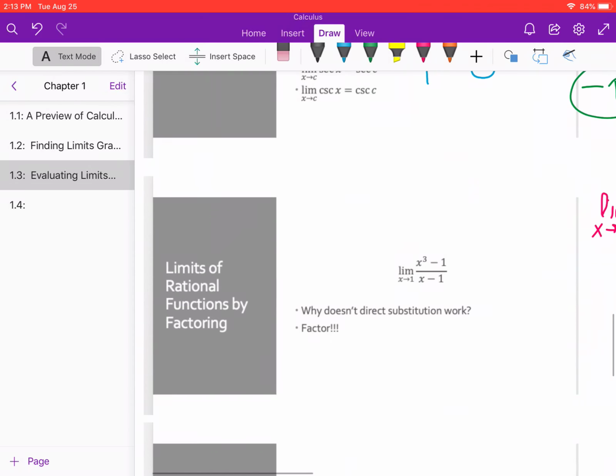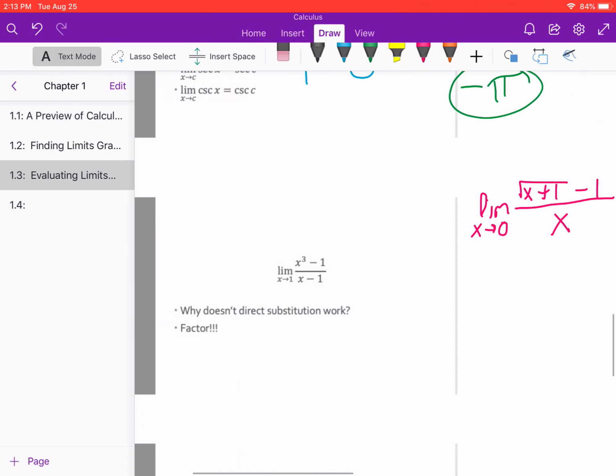Now, yesterday we talked about rational functions and how we can just plug in as long as the bottom isn't 0. So now we're going to talk about what if that bottom becomes 0. All right, so we are going to notice that in this one, the limit as x approaches 1 of x cubed minus 1 over x minus 1. Notice that if we directly substitute in a 1, 1 minus 1 gives us 0 on the bottom, and that doesn't work. So what we can do is we can factor and see if something's going to cancel out.